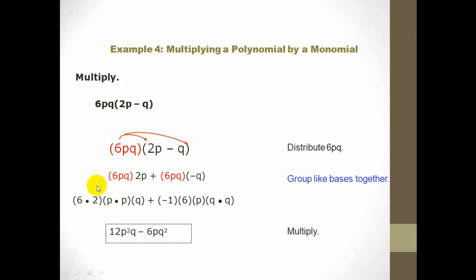Multiplying, group like bases together. First of all, group like bases together: 6 multiplied by 2, p multiplied by p square, and now plus minus 1, and 6 p cube multiplied by q. Group like bases. These are like bases and these are like bases. So 2 times 6 is 12, p multiplied by p square is p cube, and plus minus 6 times 1 is 6, p cube, q multiplied by q. The bases are the same, so keep the base the same and add the power, so q power 2.